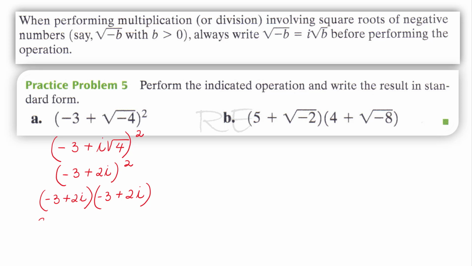Negative 3 times negative 3 is positive 9. Negative 3 times 2i is negative 6i. 2i times negative 3 is negative 6i. And 2i times 2i is 4i squared. So 9 minus 12i plus 4 times i squared, which is negative 1. 9 minus 4 is 5, so the answer is 5 minus 12i.